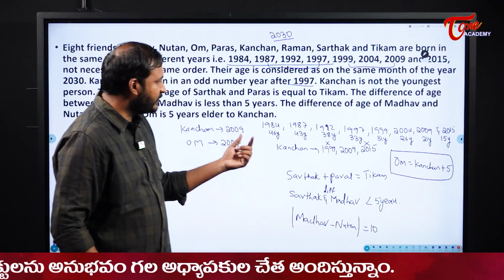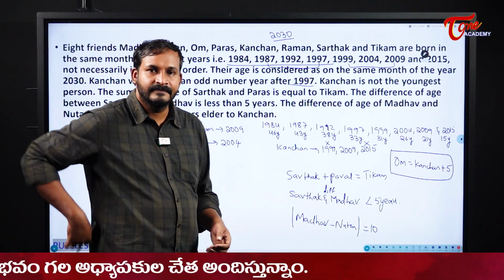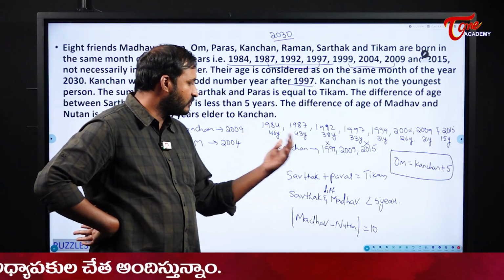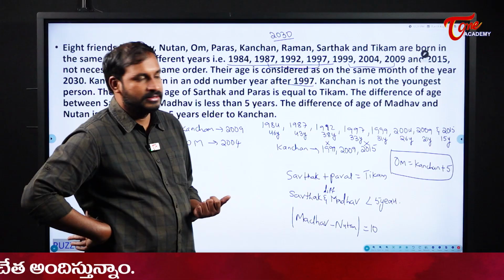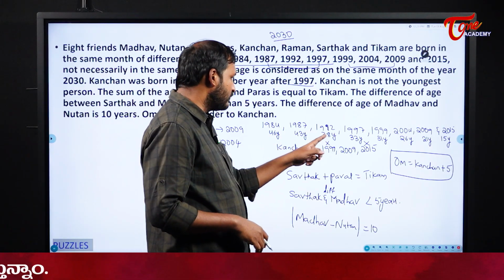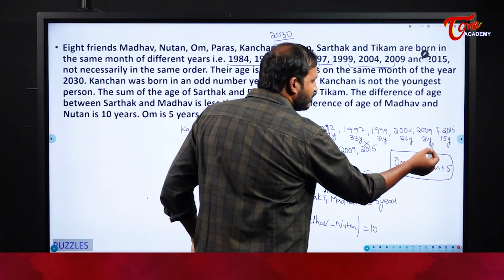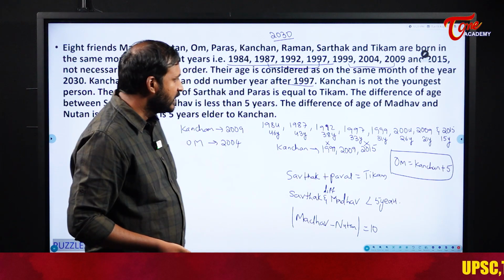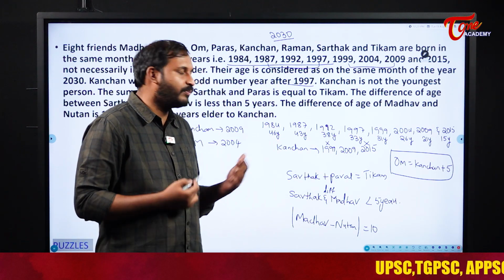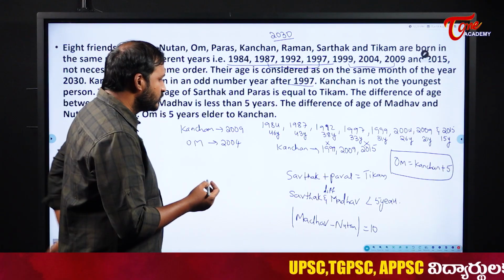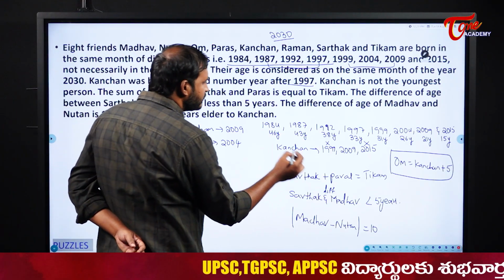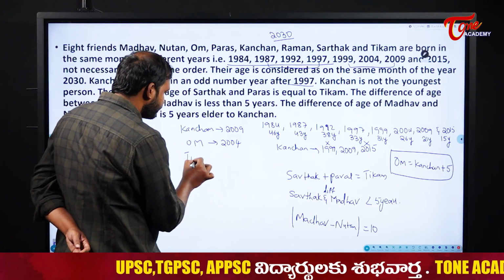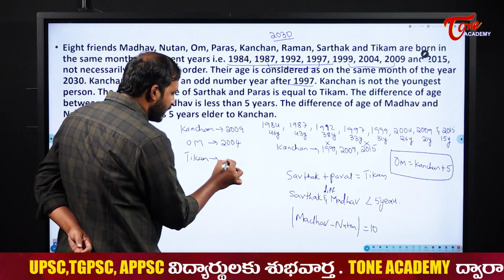Now tell me, the sum of which two ages is equal to another age? Now see here, 46, no, it is not. 15 plus 21, what is it? 36. Apart from those sums, is it possible for any other two sums? No. So that means Tikam was born in 1984.